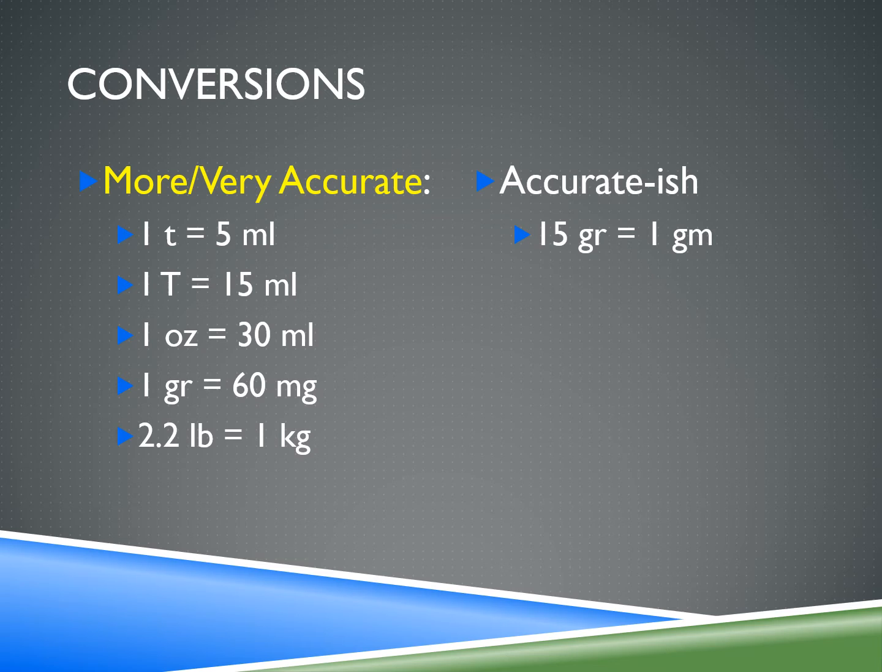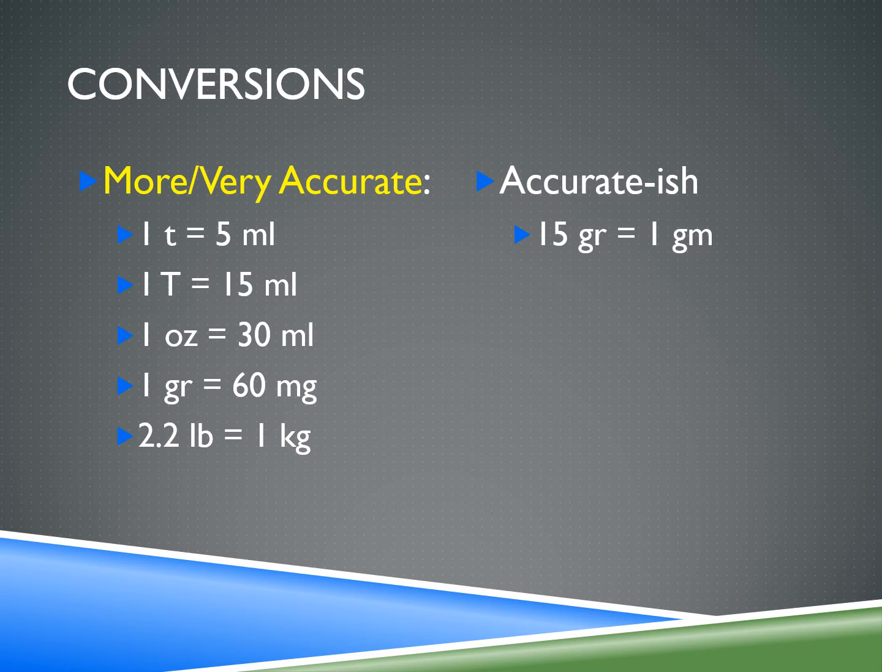So what are these? 1 teaspoon equals 5 milliliters. 1 tablespoon equals 15 milliliters. That makes sense because if you remember your household conversions, 3 teaspoons equaled a tablespoon. But now you're putting it in milliliters, and milliliters are more accurate. 1 ounce is 30 milliliters. Incidentally, 1 ounce is also 2 tablespoons, so that should make sense also. That's going to get you to 30 milliliters.